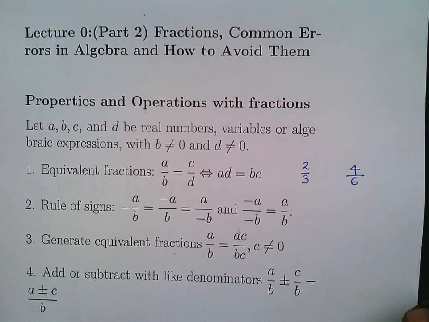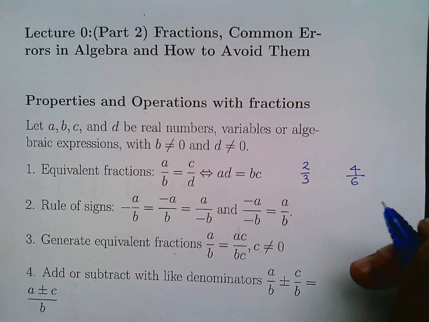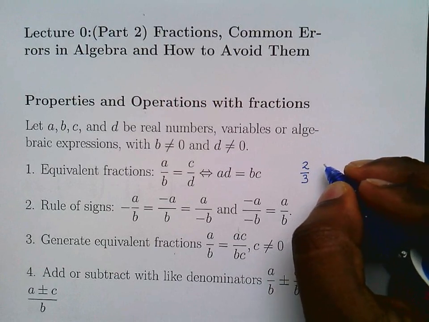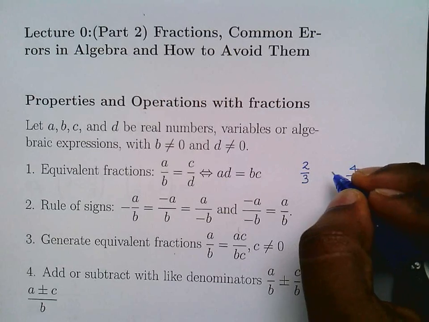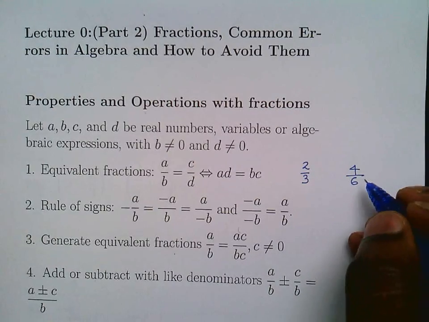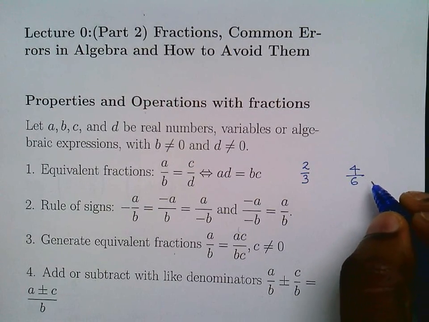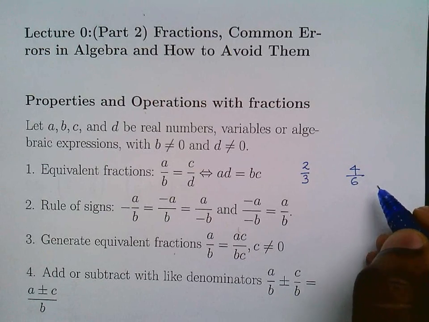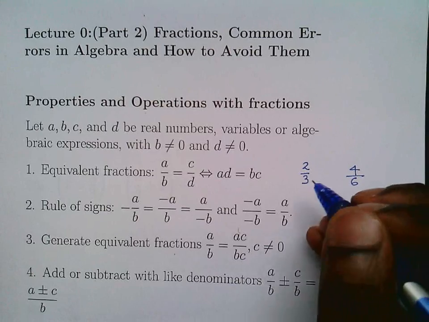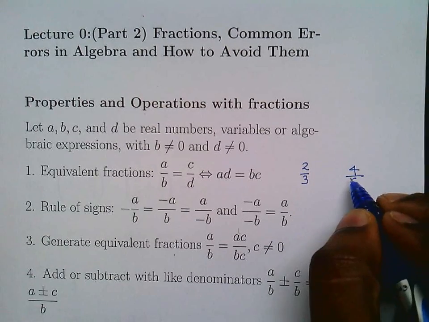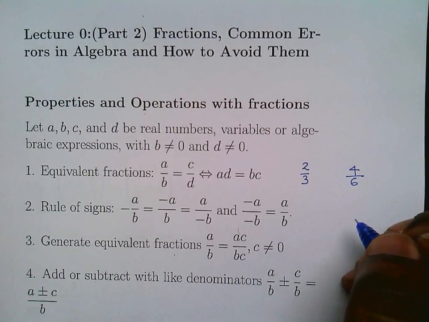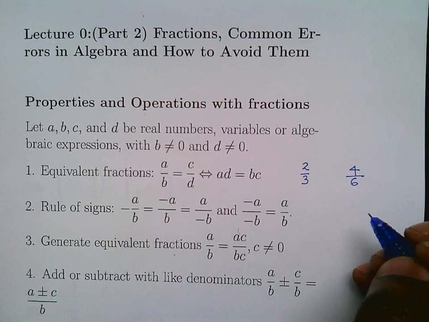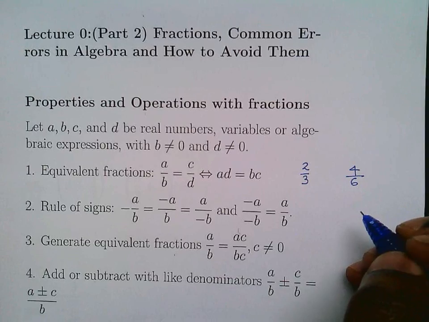These two are equivalent fractions. Just think about it like this. Let's say someone gives you 2/3 of a pizza, cuts it into three, and gives you two parts. Or someone else cuts the pizza into 6 and gives you 4 parts, and you can see that they are the same. So 2/3 and 4/6 are the same number written in different forms, so we call them equivalent fractions. They are essentially the same.